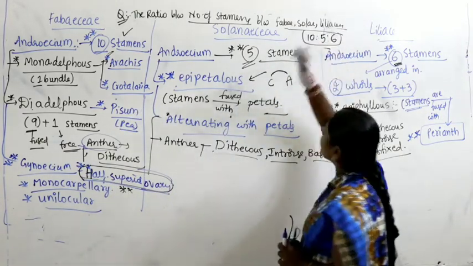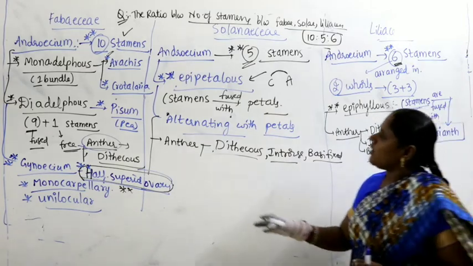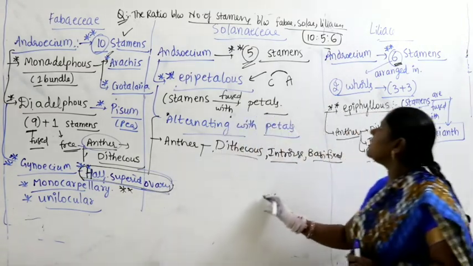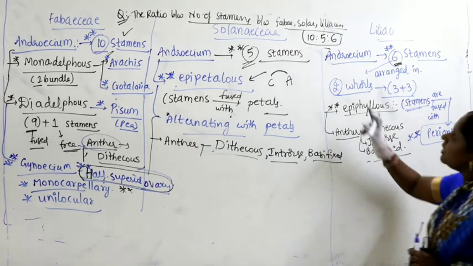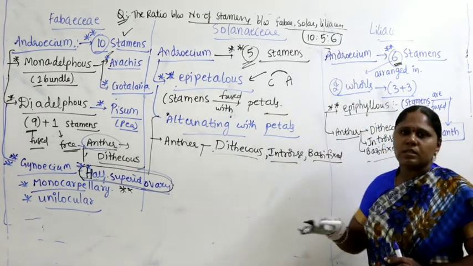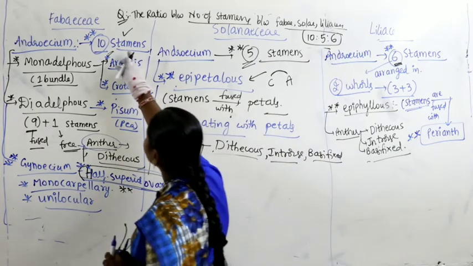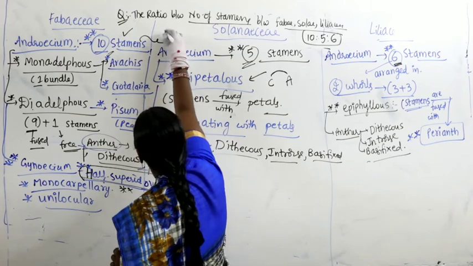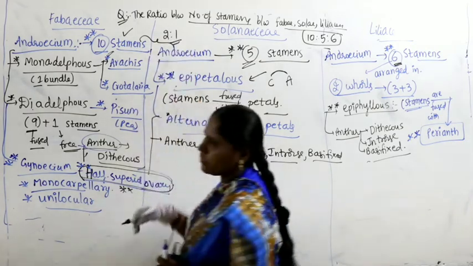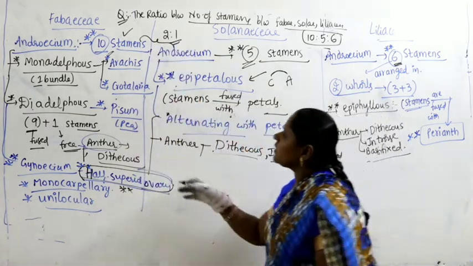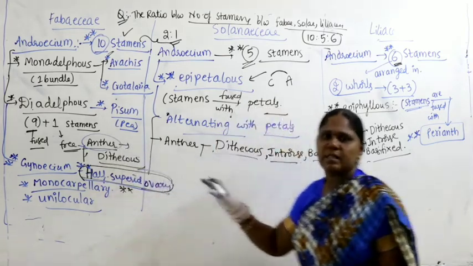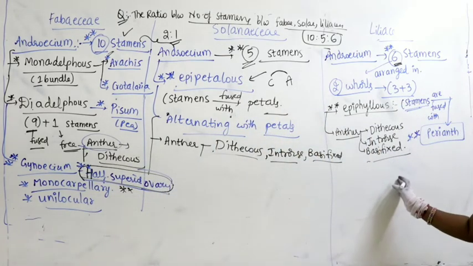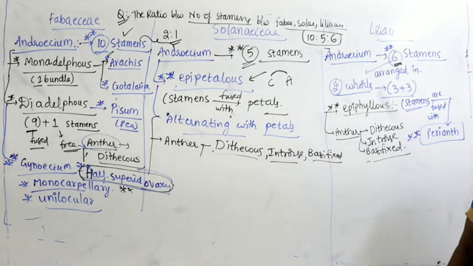10:5:6, because Fabaceae is asked, Solanaceae is asked and Liliaceae also. So you have 10:5:6. Suppose the question asks the ratio between the number of stamens of Fabaceae and Solanaceae, for these two you take 2:1, right? Suppose they ask the ratio between Fabaceae and Liliaceae, then you take 10:6, that is 5:3. So according to the question you have to take the ratio.